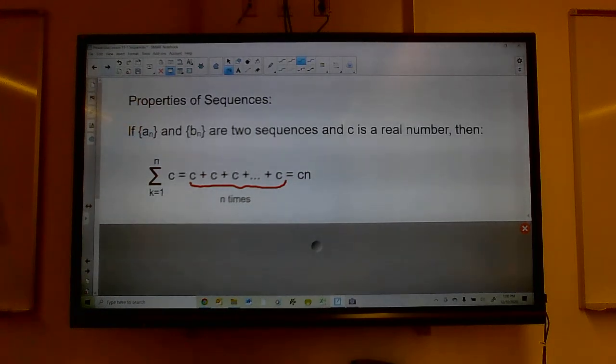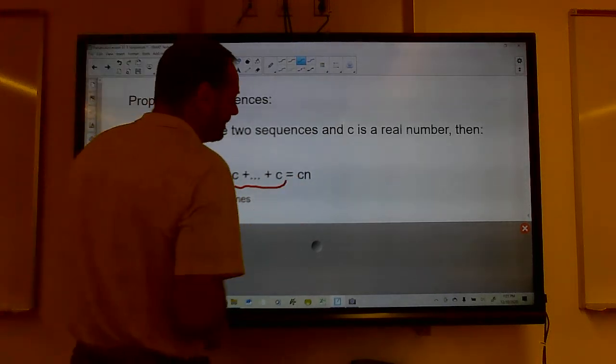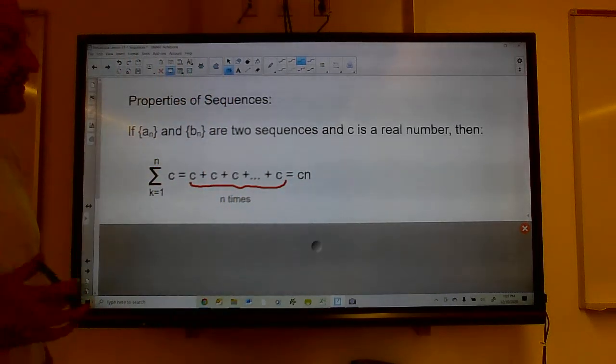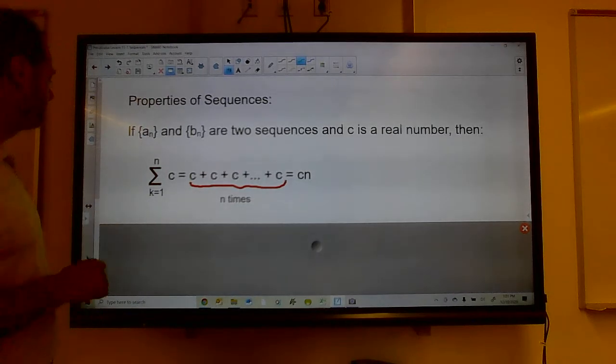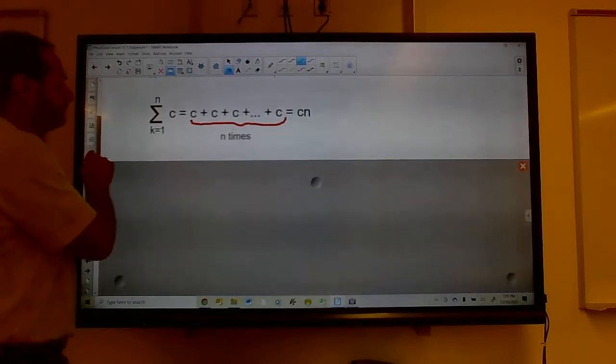Okay, properties of sequences. If a sub n and b sub n are two sequences and c is a real number, then the sum from k equals 1 to n of c is just c plus c plus c plus dot dot dot plus c, n times, which means it's just c times n. Now I'm going to give you a formula sheet that you can use. It's got these formulas on it. You need to know some of these, though. That would be one that you should know.